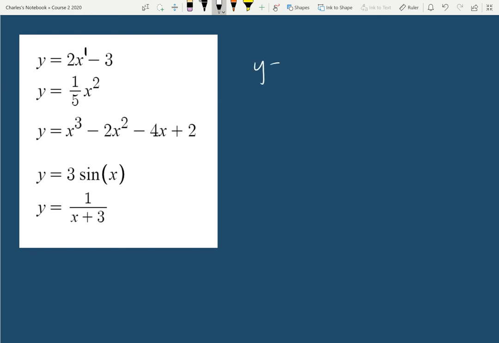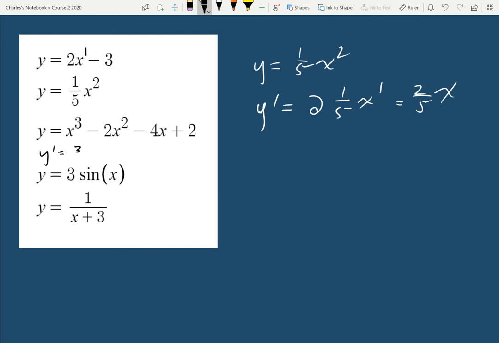So y is equal to 1/5 x squared. I'm going to say y prime is equal to 2 times 1/5 times x to the first power. So the power goes down, and then you subtract 1. So this is 2/5 x. If I say y is equal to, actually, let's just write it in here. y prime is equal to 3x squared minus 4x minus 4.